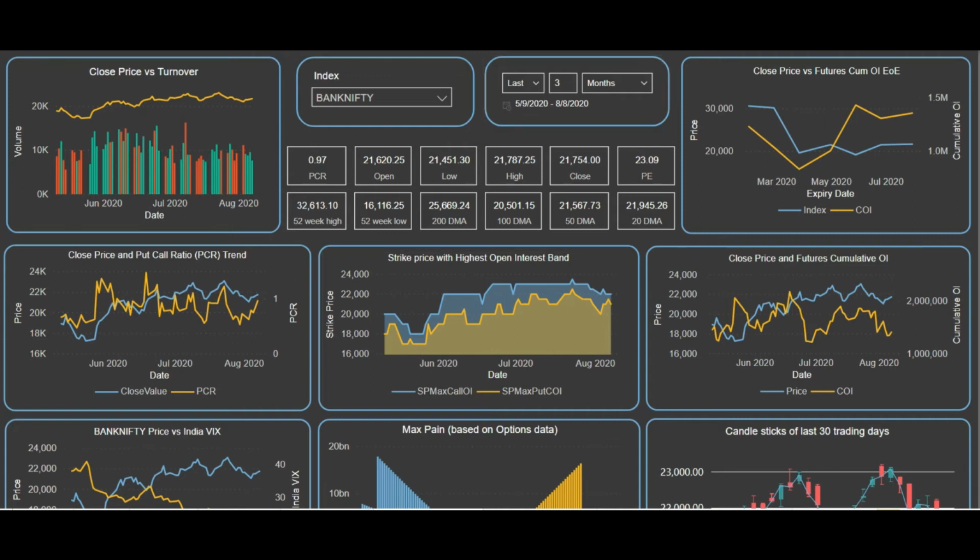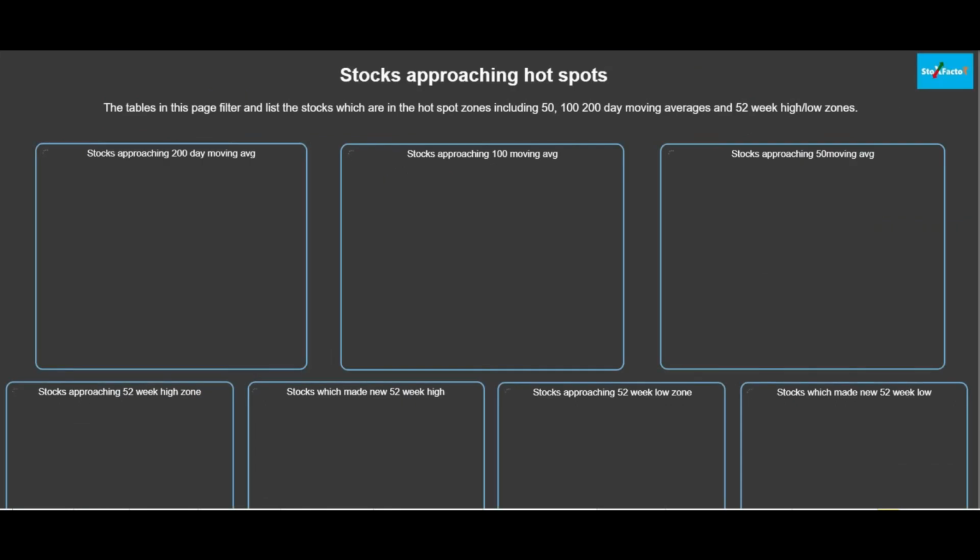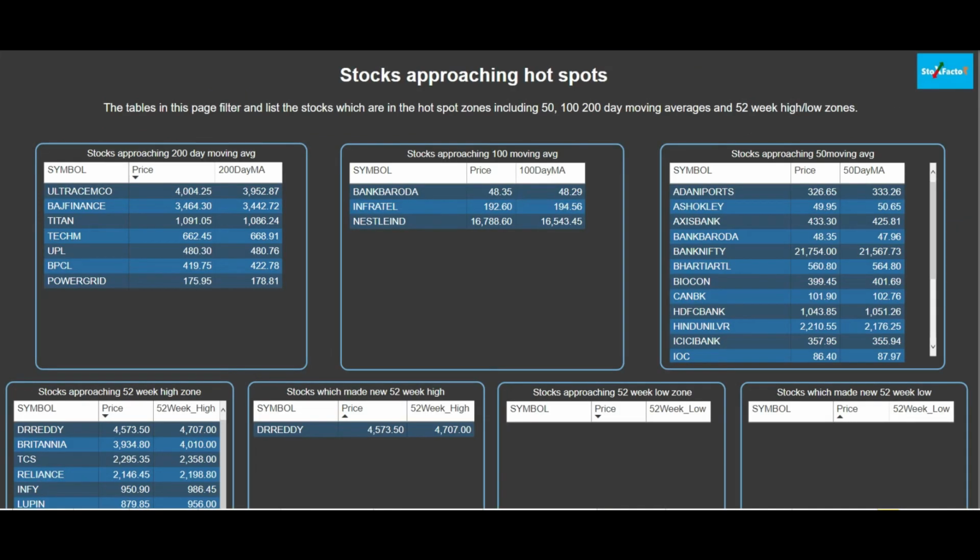Coming to the fifth page, which is called symbol approaching hotspots. What do we mean by hotspots? Hotspots are the areas or dynamic resistance and support zones. We have called these resistance and support zones hotspots. These can be in terms of moving averages as well as the 52-week high and low zones. You can see that we have listed all the stocks which are near their 200-day moving average, 100-day moving average, 50-day moving average, 52-week high zone, new 52-week high, 52-week low zone and new 52-week low.